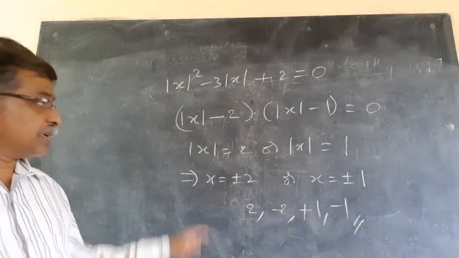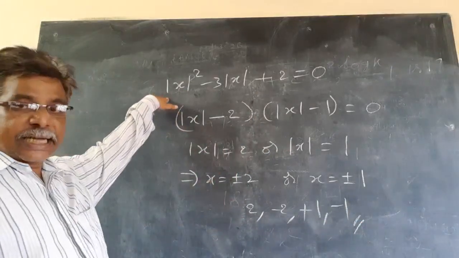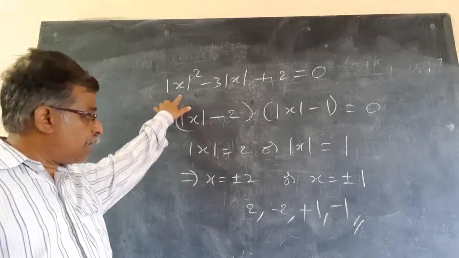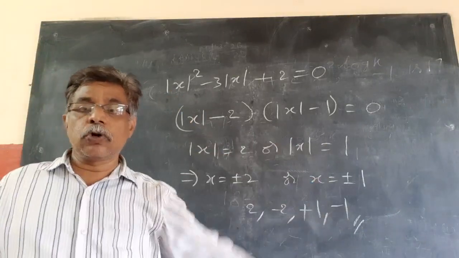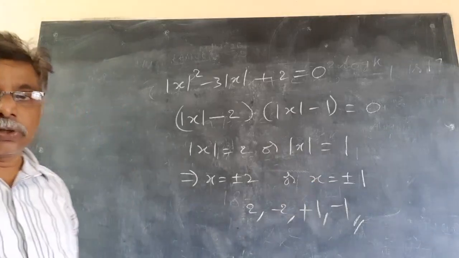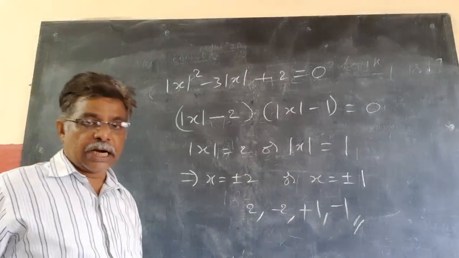So this equation is containing 4 roots. As it is quadratic it contains only 2 roots, but each mod x is containing again 2 roots. 2 twos are 4 roots it is becoming. So finally the number of solutions of this equation is 4.